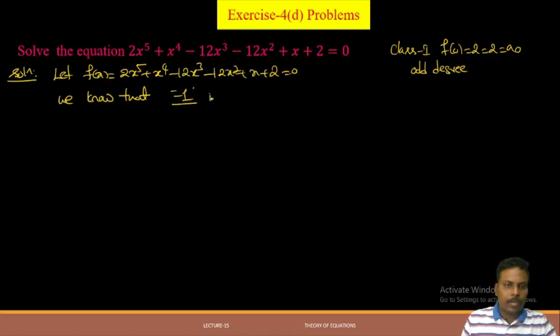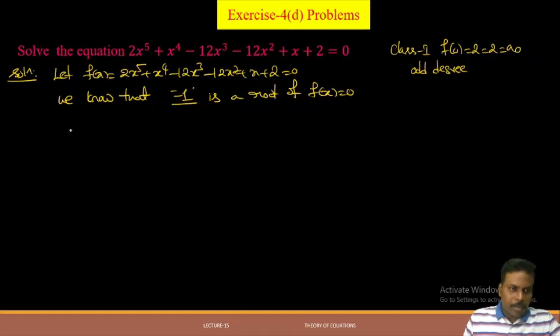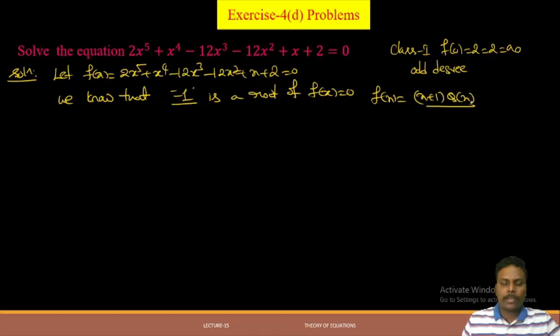We know that minus 1 is a root of f of x is equal to 0. So we divide this f of x by x plus 1. This f of x can be expressed as x plus 1 into q of x. We will find q of x using Horner synthetic division. I will write this 2, 1, minus 12, minus 12, 1 and 2 here. Let me divide that. So I have to divide with x plus 1 here.